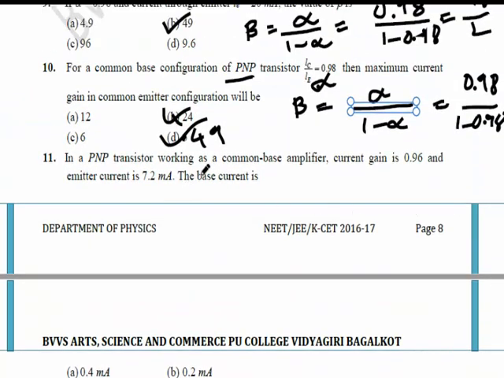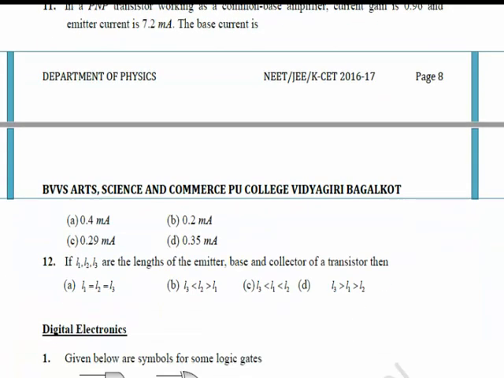11th question. Let's read the first question. In a PNP transistor working as a common base amplifier, the current gain is 0.96 and the emitter current is 7.2 milliampere. The base current is asked. So let's look at it.